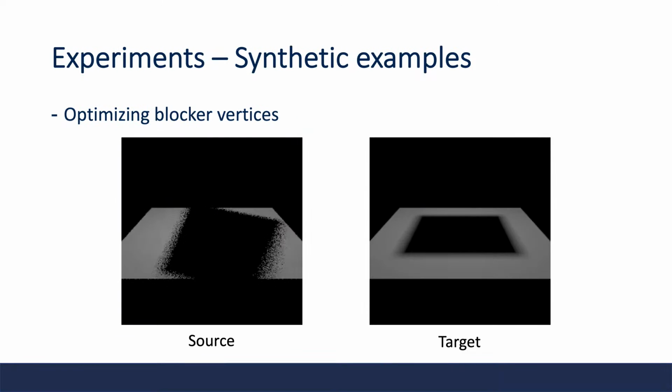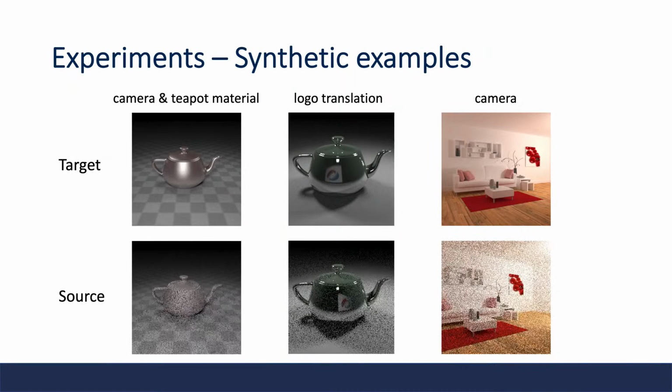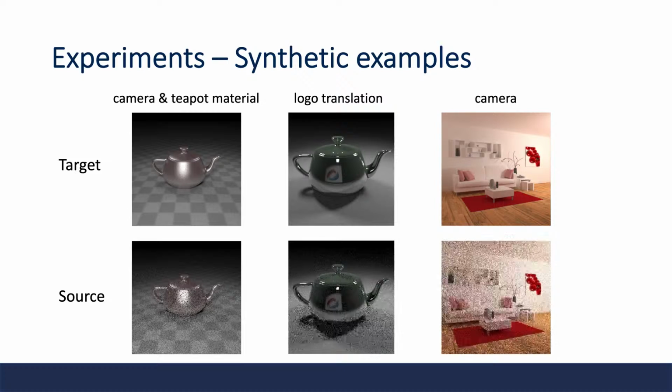The second example is to optimize the triangle vertices of the shadow blocker. Note that the images in the optimization procedure are much noisier. This is because they use fewer samples in the optimization, as they need to render the image many times during optimization. So using fewer samples will speed up the process. Similarly, they can optimize other parameters such as the camera pose and the material parameters. And they can also optimize the logo translations and other more realistic scenes.